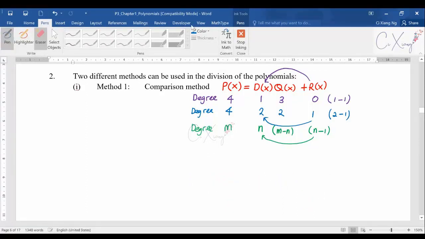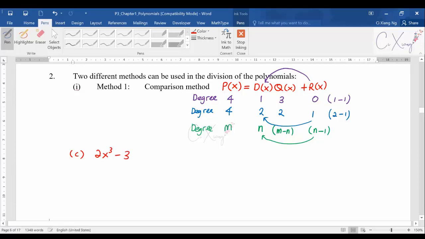How about if let's say I have this example. Let's say I want you to find out 2x power 3 minus 3x squared plus 1, and I want to divide it by using x squared minus 2x plus 2. Can anyone tell me and write out how to write out this equation?